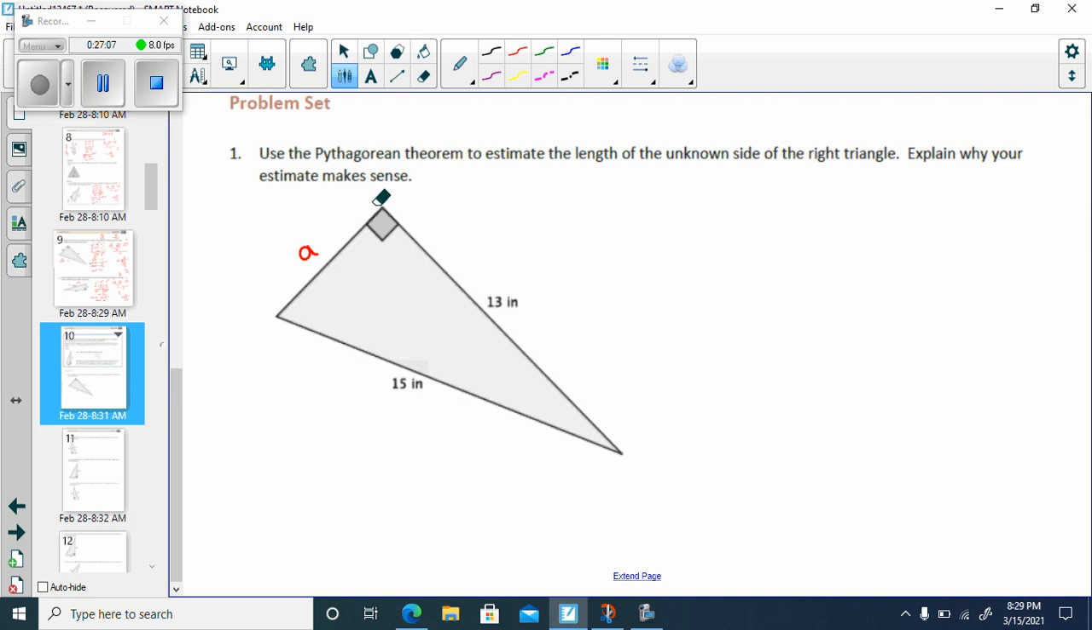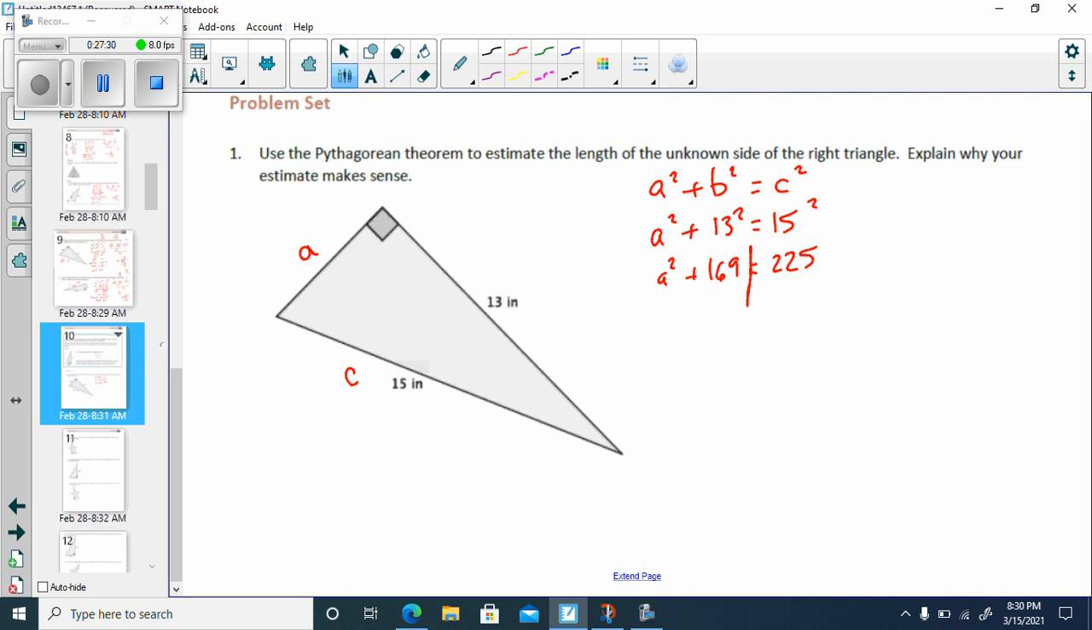So we're going to call this A because C is right here. And we know we start with our Pythagorean theorem: A squared plus B squared is equal to C squared. We don't have A, but we have B, which is 13, and our C is 15. Okay? A squared plus 169 is equal to 225.